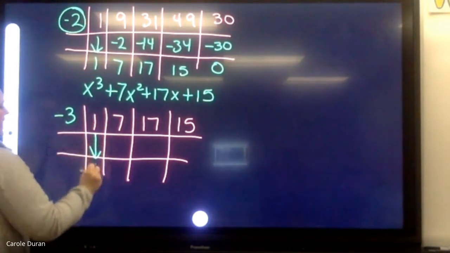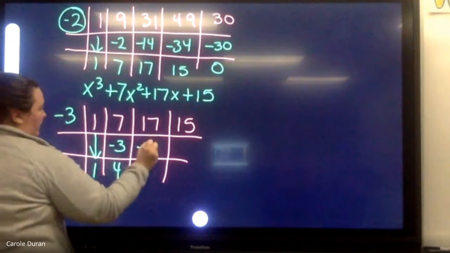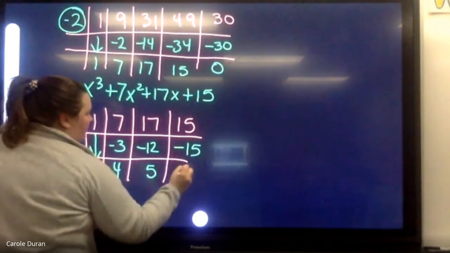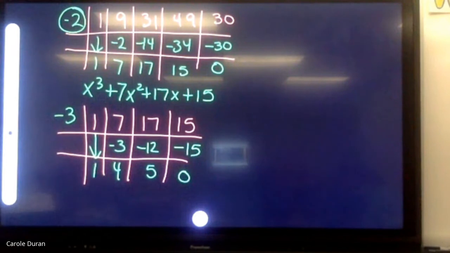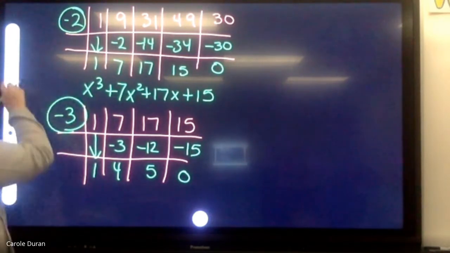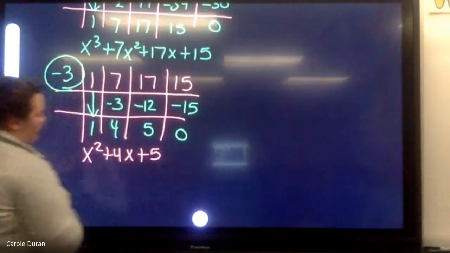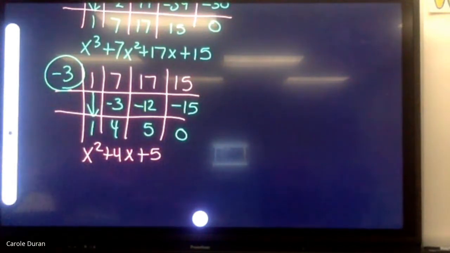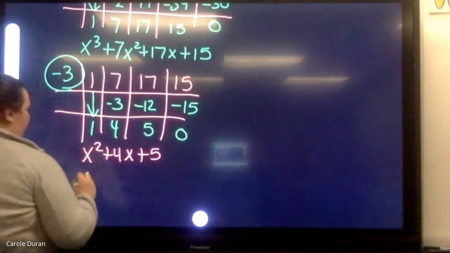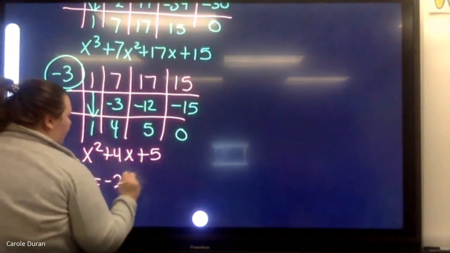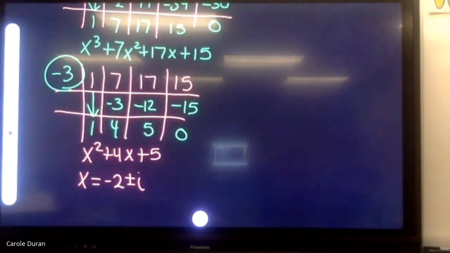So we drop the 1 straight down. 1 and -3 is -3. I just keep doing this until I find out whether it's a remainder of 0 or not. This one is. So the quadratic that I have left, I will then use the quadratic formula to solve, and those will be my 2 remaining zeros. So I have x squared plus 4x plus 5. You can go ahead and do the quadratic formula. When you do, you get x equals -2 plus or minus i. You guys can go ahead and work through that one on your own.